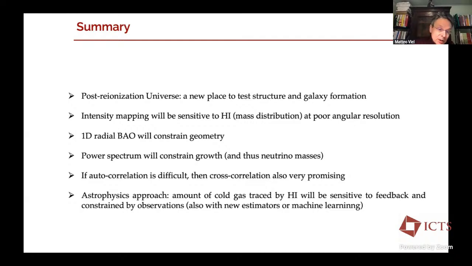And if you're interested in astrophysics, as I think most of you are, then the MH1 versus M relationship could also be constrained by these observations. And you can learn a lot about how H1 is distributed inside and outside halos.